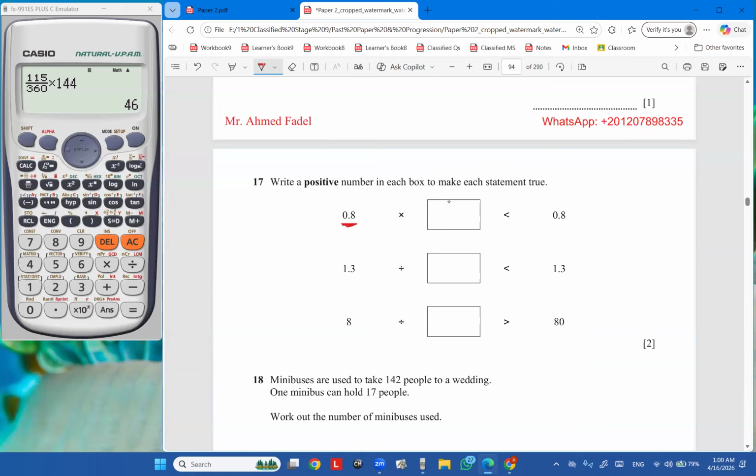So any decimal smaller than 1. You can just write, for example, 0.9, and it is accepted. Any decimal that is smaller than 1 is accepted.